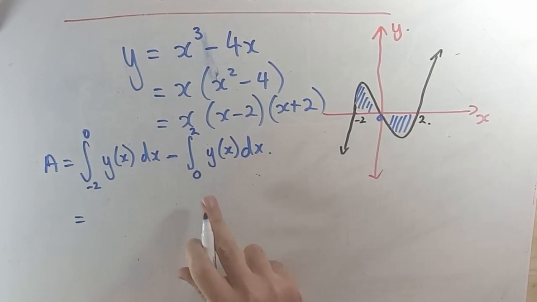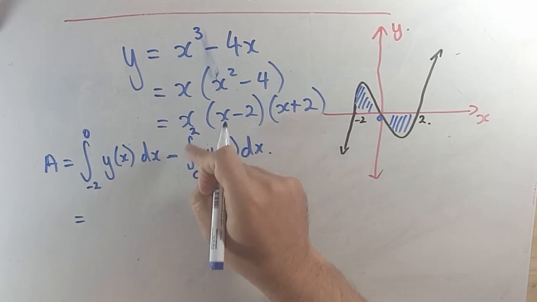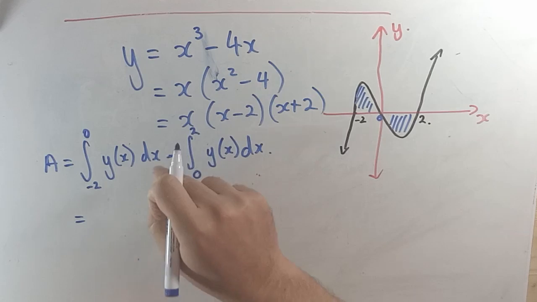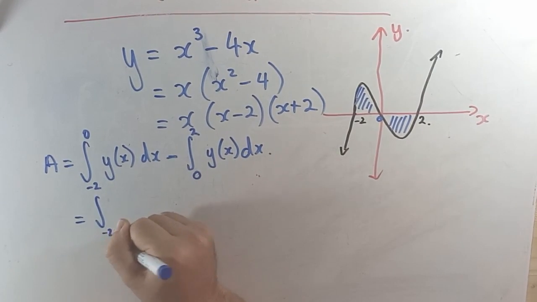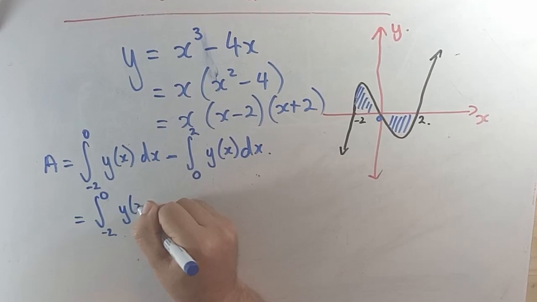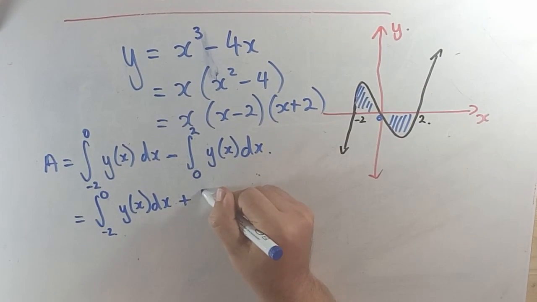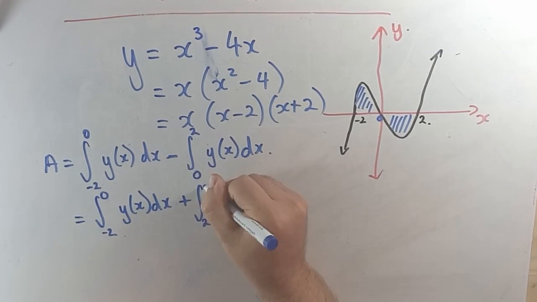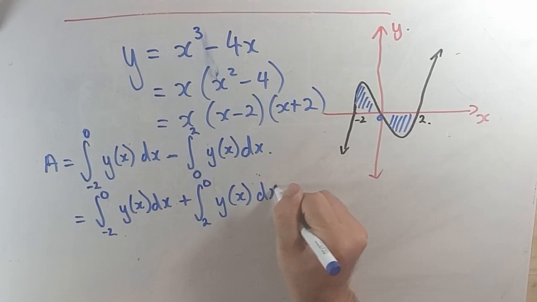Now we could rewrite this by flipping the terminals. Flipping the limits, we'll put the 2 down the bottom, 0 on the top, and we'll make that a plus. By flipping the terminals, you just get the opposite answer, a negative of whatever the answer was. So 2 to 0 of y of x dx.